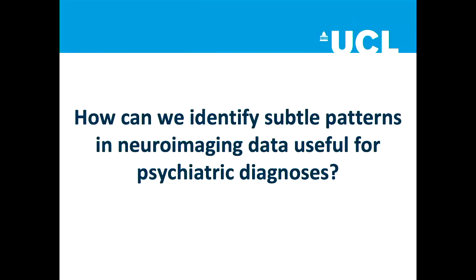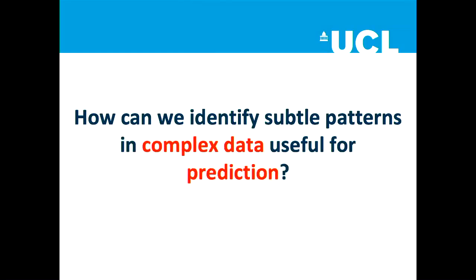So if we're looking for neuroimaging biomarkers, I would argue that the question we want to answer is, how can we identify subtle patterns in neuroimaging data that are useful for psychiatric diagnosis? If we highlight the words neuroimaging data and psychiatric diagnosis, we can replace them and reframe this as a much more general question: how can we identify subtle patterns in complex data that are useful for prediction? And actually, this is one of the questions that machine learning tries to answer.